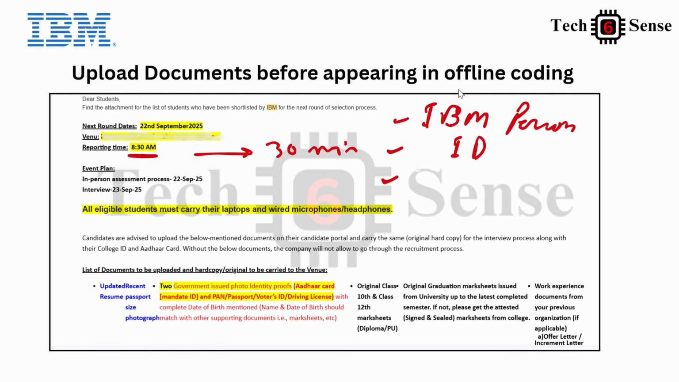Okay, these are all the documents and information I am sharing. This is for the registration purpose. So the IBM employee will come to your college. They will check whether you have a college ID card or not, whether you have an Aadhaar card or the PAN card or not, and the IBM person ID will be checked. Then only they will allocate one computer to you so that you can give the assessment.